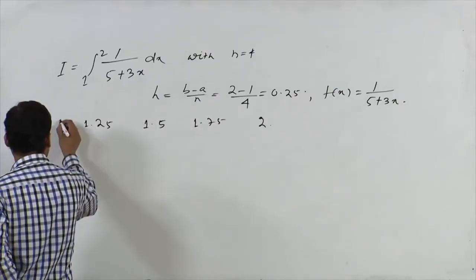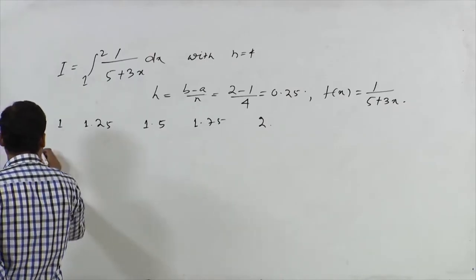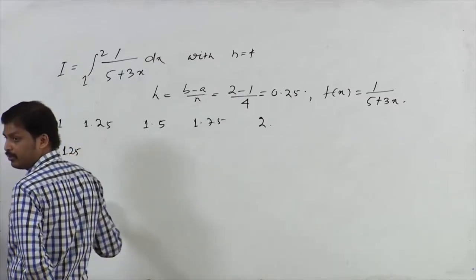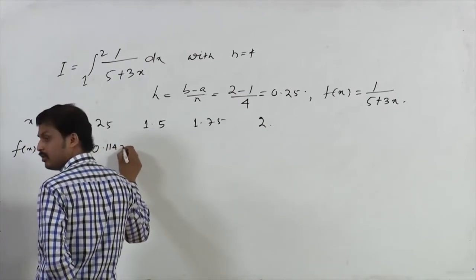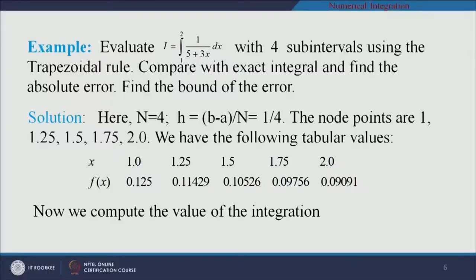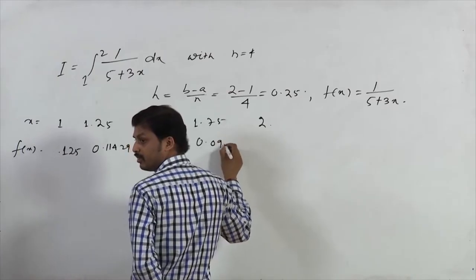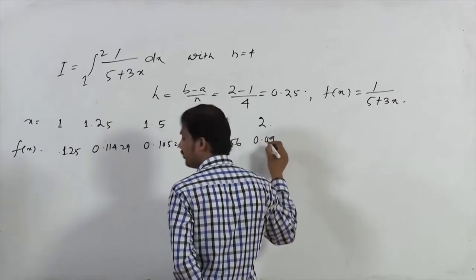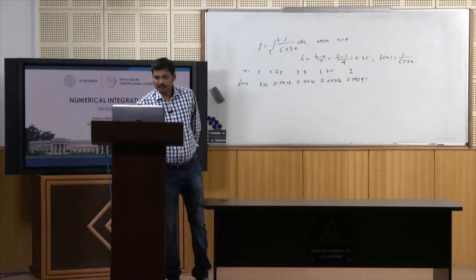Corresponding values: for x = 1, we get f(x) as 0.125. For 1.25, we get 0.11429. For 1.5, we get 0.10526, then 0.09756 and 0.09091. Now we will go for this integration.